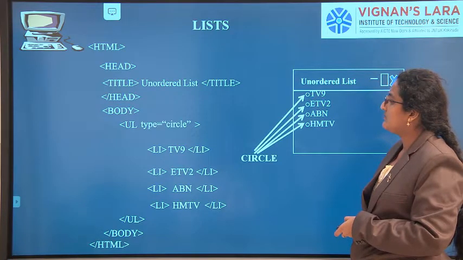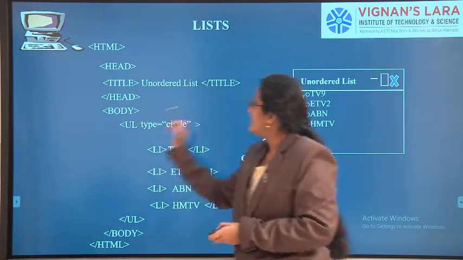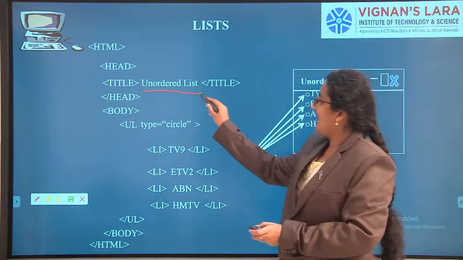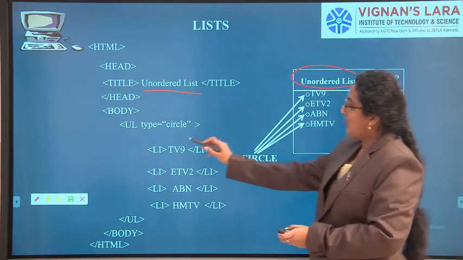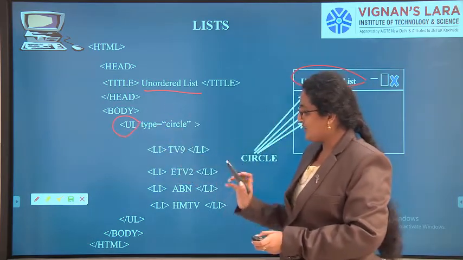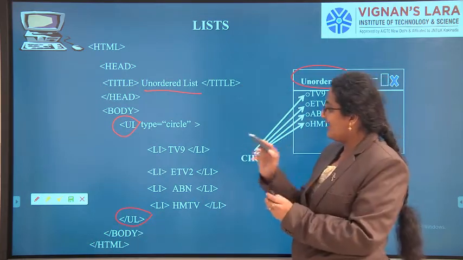See here. Same title, we have given "unordered list". So here the title is displayed as unordered list. Since it is an unordered list, UL tag open, UL tag close. Everything is same. What is the difference?